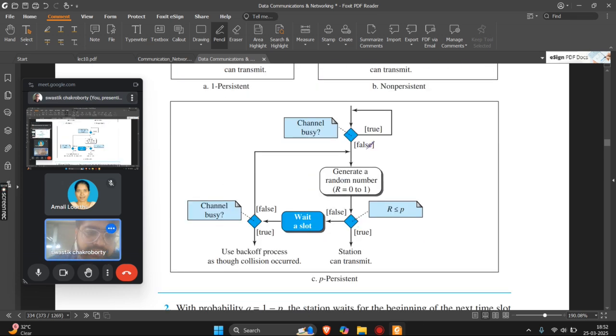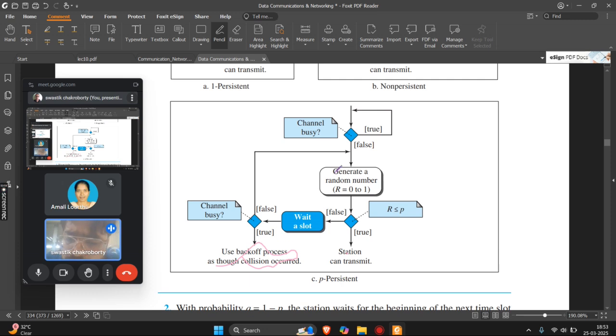In p persistent, if the channel is busy, then you wait. If the channel is not busy, then you generate a random number between 0 and 1. Compare it with p. If it is less than p, then you will transmit. If not, then you will wait for a time slot, and then you will again sense. And after sensing, if you find the channel to be busy, then you will wait for some more using a process called backoff process. But if it is not busy, then you will again generate a random number. So you will keep on generating random numbers when the channel is idle. When the channel is busy, you will wait. And when the channel is idle, you will keep on generating random numbers till you get a random number which is less than the value p.